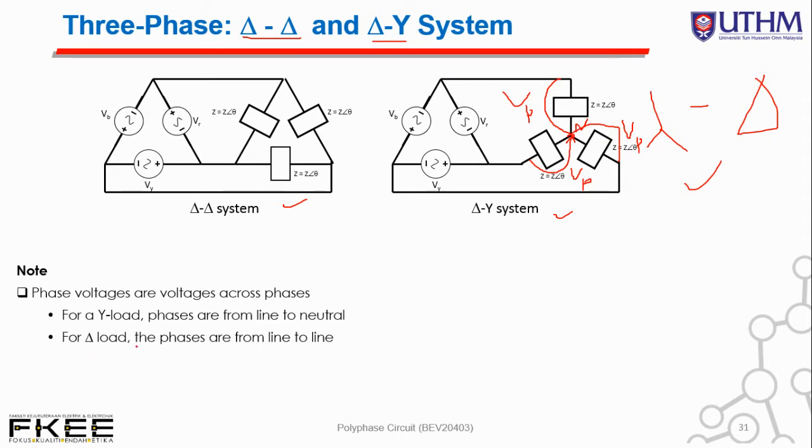For a delta load, the phases are from line to line, simply between these two, these two, and these two. This is the phase.